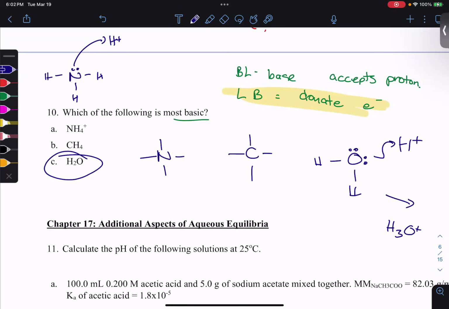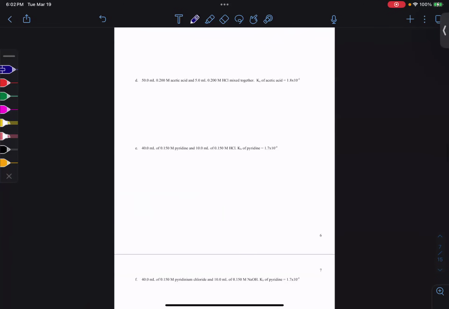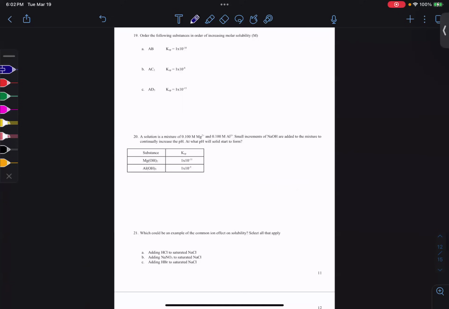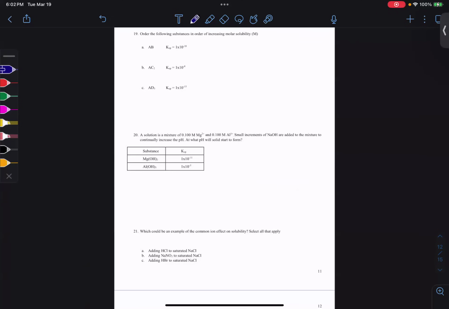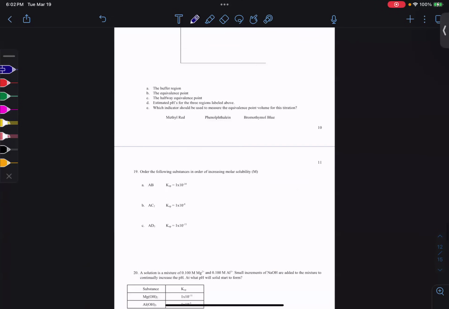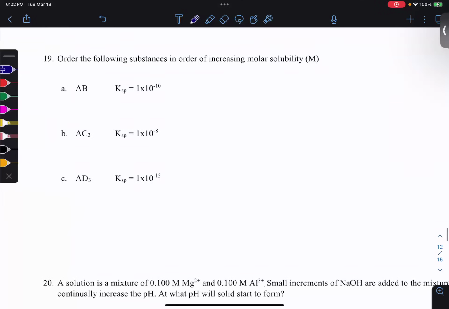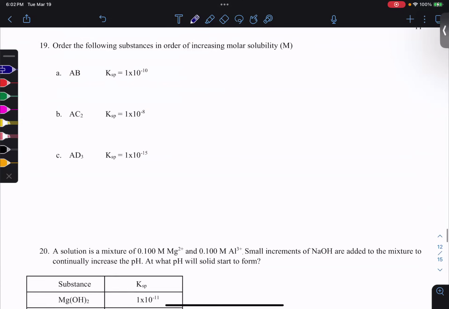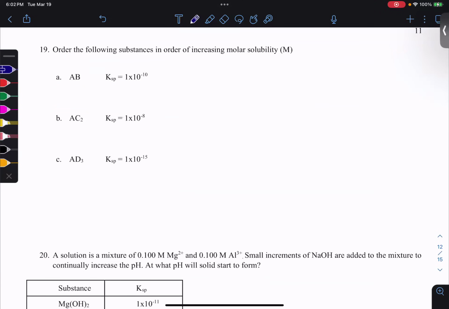All right, so someone asked for question 22. Okay, let's do 19. Oh wait, 22. Hold on, 22. And let's just do the Ksp, all of them.